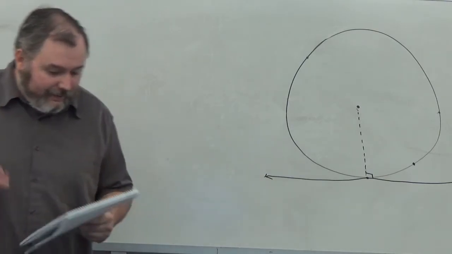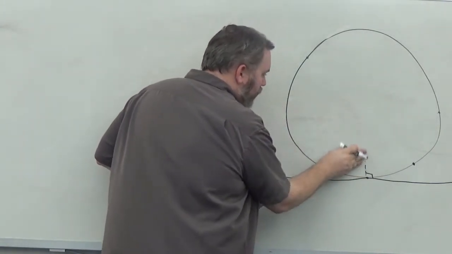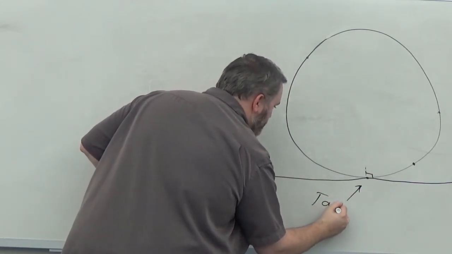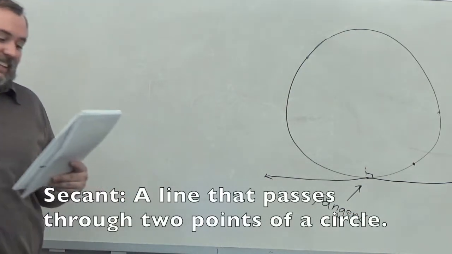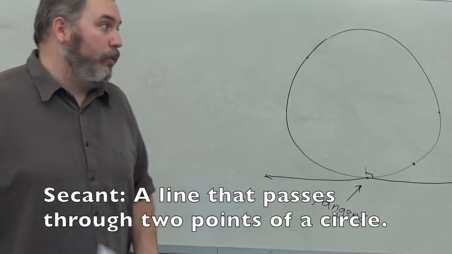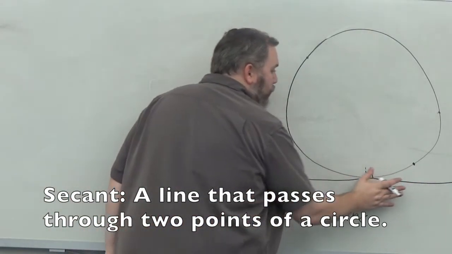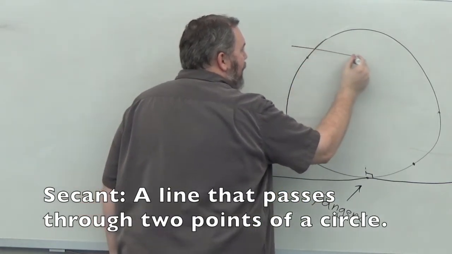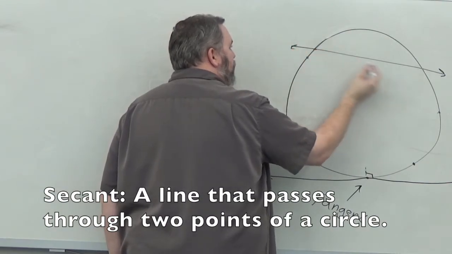All right. The next thing that we're going to talk about is what's called a secant. So we have a tangent line. I'm going to leave this here. We know this to be our tangent. A secant is a line that passes through 2 points of the circle. So whereas the tangent only went through 1 point and just touched the circle, a secant actually goes through the circle and cuts through 2 points.